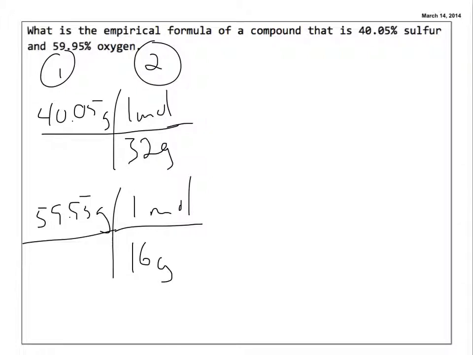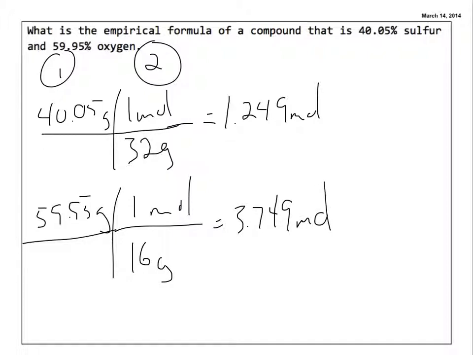So this is step 2. Divide each mass that you got in step 1 by the mass of the element from the periodic table. So what that does is it gives us the number of moles, which is 1.249 moles of sulfur and 3.749 moles of oxygen.